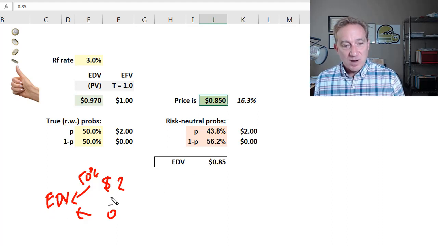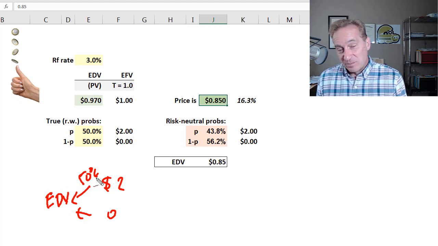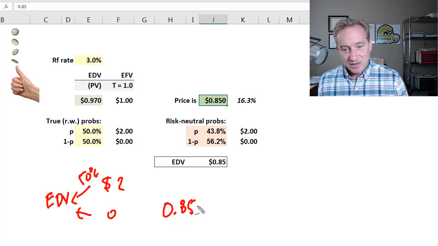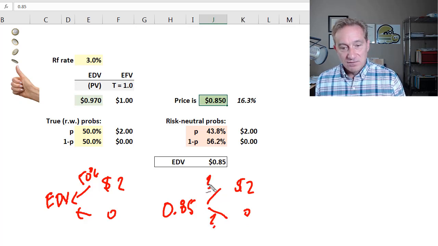With risk-neutral probabilities, really, we're just using this value as an input, and we're solving for the probabilities, right? So in this case, what we're doing is we're observing a market price, 85 cents in this case. The payouts are unchanged, and now we're solving for the probabilities instead. See how it just switches what we're solving for? The 85 cents is now an input.